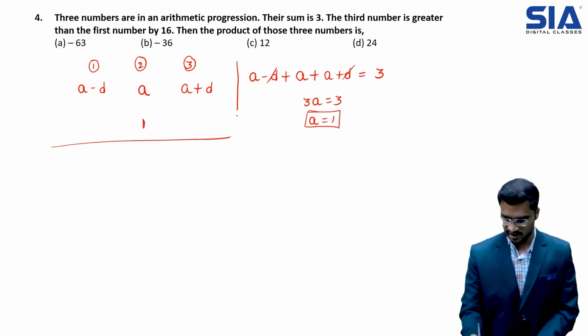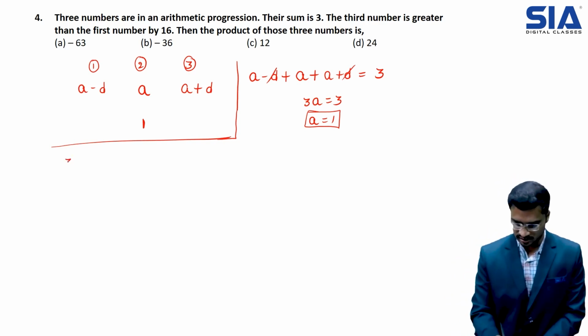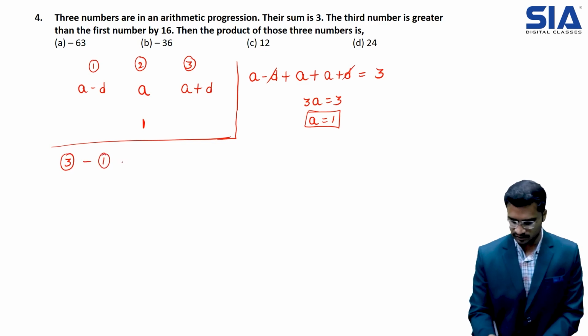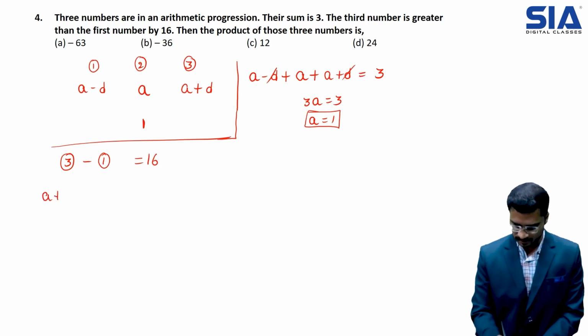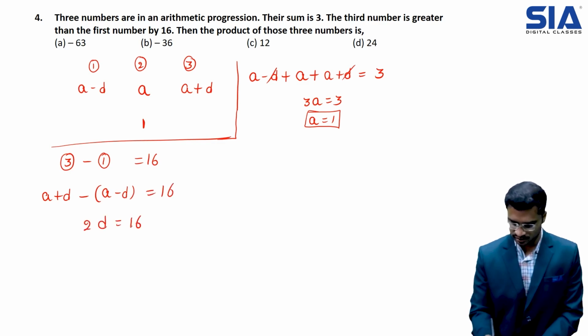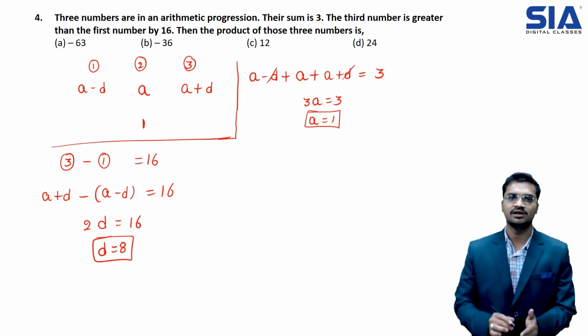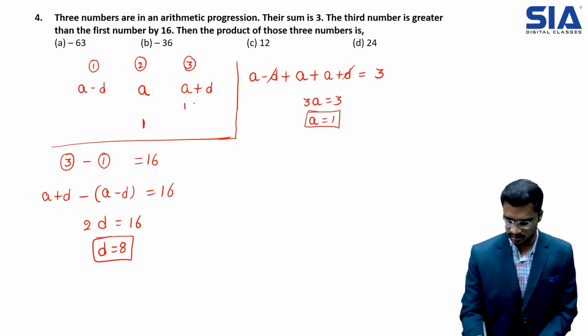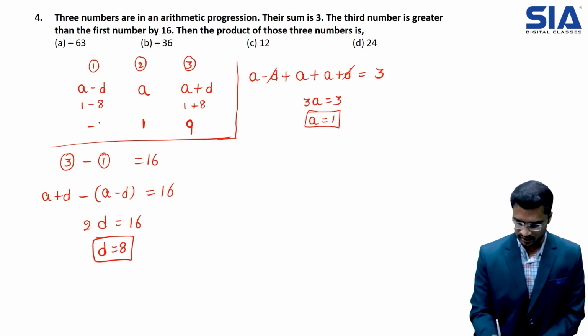Now coming to the next condition, which is the third number is greater than the first number by 16. So he is saying that the third number minus the first number is 16. So let us write. A plus D, the third number, minus the first number, A minus D, is equal to 16. After solving, I am getting 2D is equal to 16. Then the common difference is what? 8. The common difference is 8. So if the common difference is 8, now I can find the numbers individually. So A is 1, common difference is 8. 1 plus 8 is 9. In the same way, 1 minus 8, our first number is minus 7.